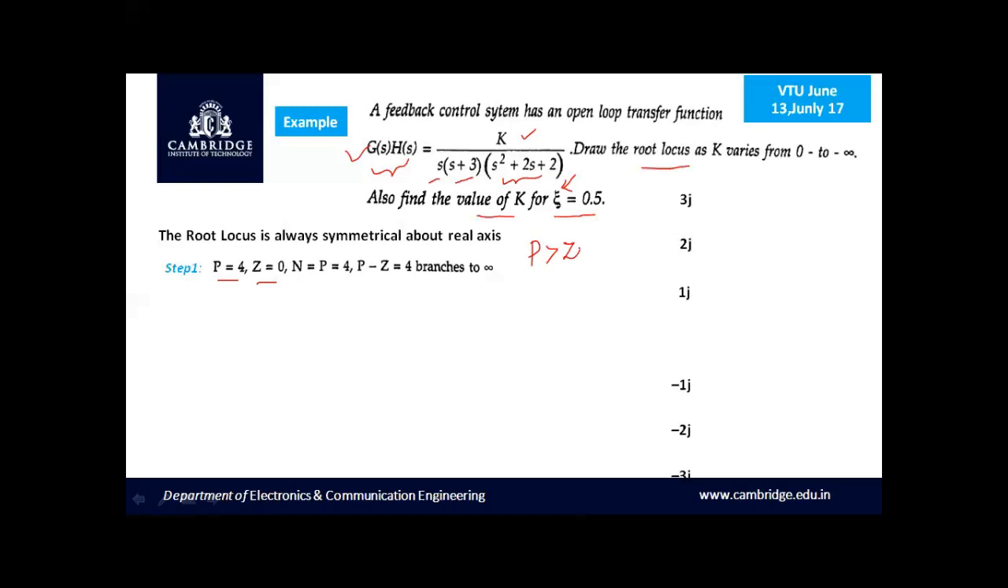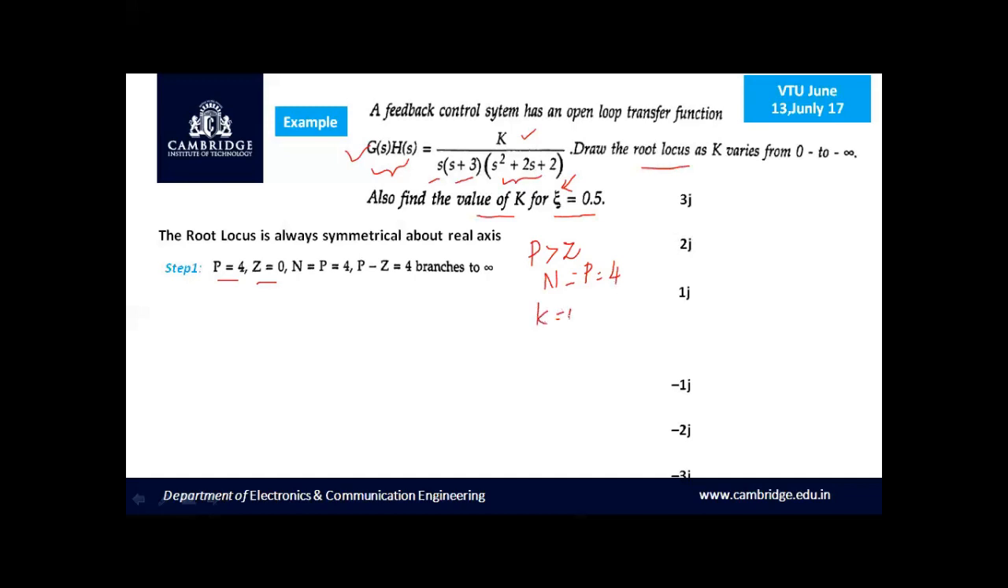therefore the number of root locus branches will be equal to P, which is equal to 4 in this case. Hence, we have 4 root loci in this example. As P is greater than Z, the number of root loci will be equal to the number of poles, that is 4 here.